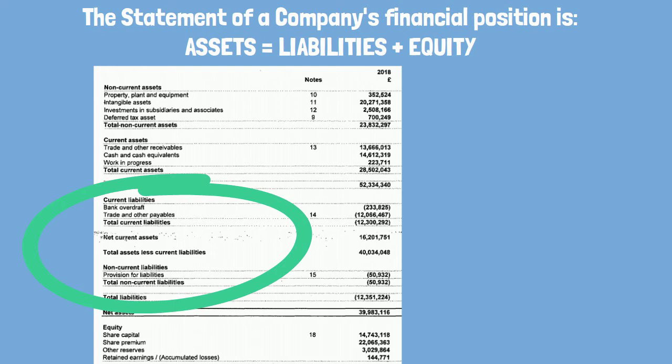Now, just like assets, they're split into current and non-current. A non-current liability is one where the obligation is not expected to be settled within the next operating cycle of the company, which is usually 12 months. Whereas a current liability is one where there is an expectation that it will be settled within the next 12 months or within the next operating cycle of the company. We will cover the different items that make up liabilities towards the end of this video.